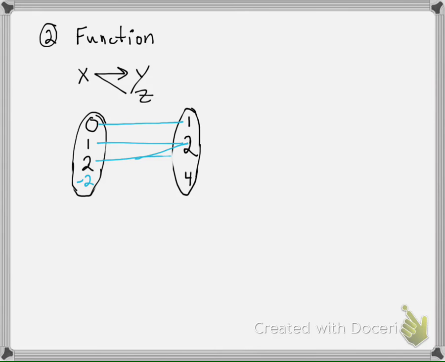Every input goes to only one output, which means every x matches with only one y. All right, so we have 0 goes to 1, 1 goes to 2, 2 also goes to 2, and -2 goes to 4. Now, is this a function? Does every input go to only one output? Yes, it does, okay? If you think of this as y, y is allowed to have more than one. Okay, if x, you have to have one output.